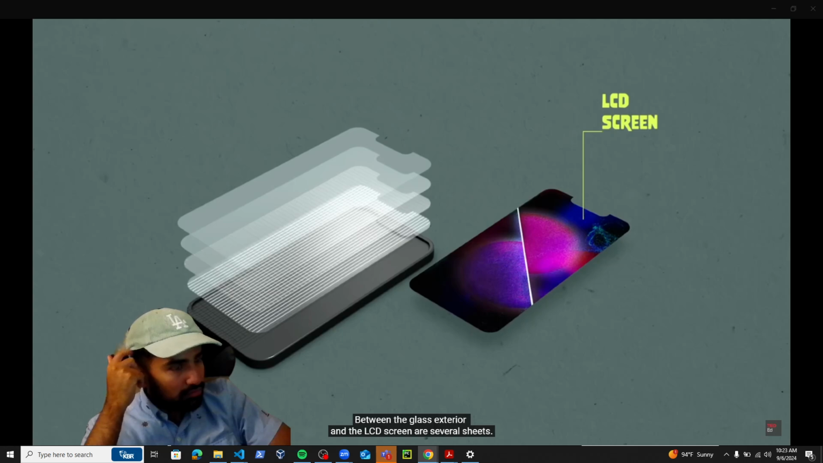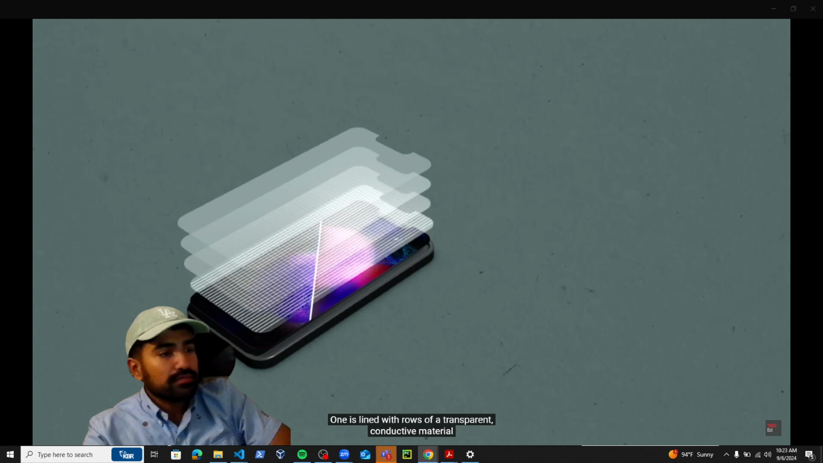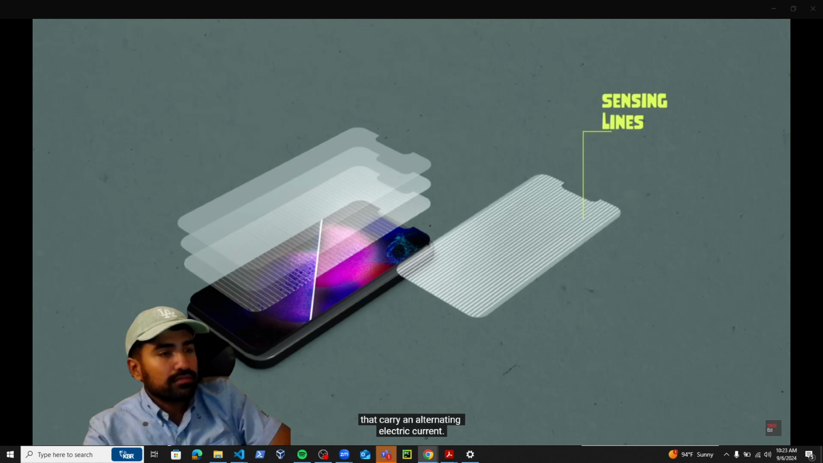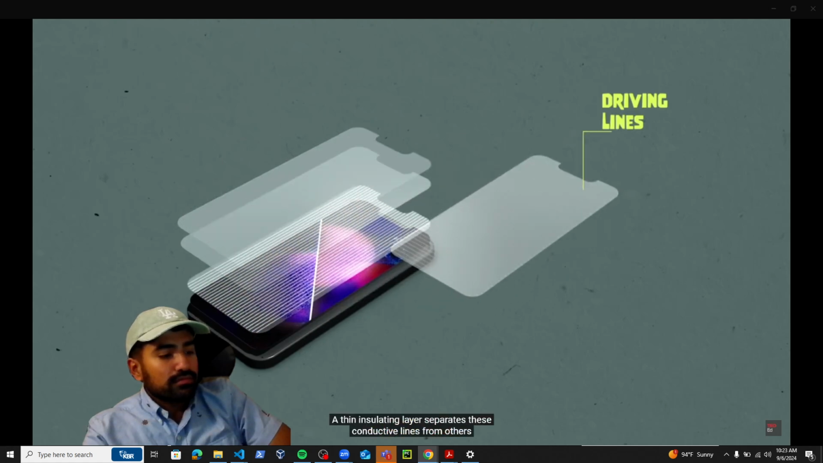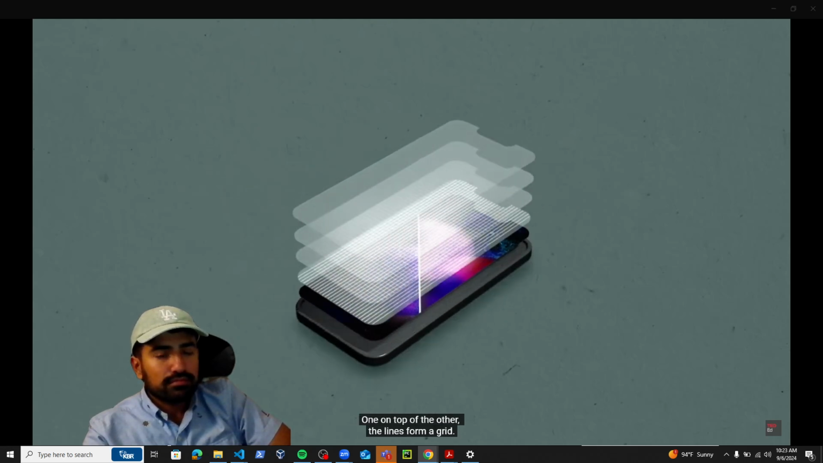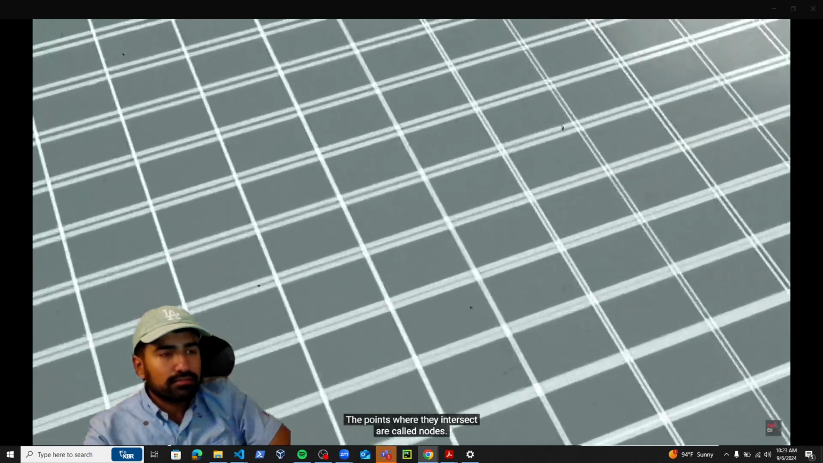Between the glass exterior and the LCD screen are several sheets. One is lined with rows of a transparent conductive material that carry an alternating electric current. A thin insulating layer separates these conductive lines from others that are arranged as columns. One on top of the other, the lines form a grid. The points where they intersect are called nodes.